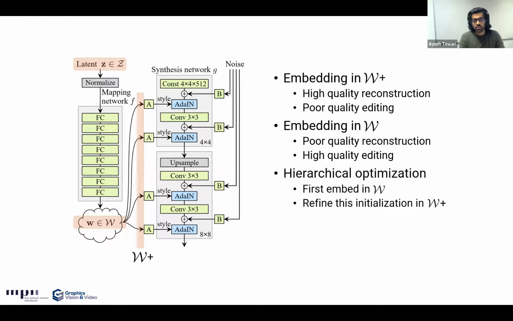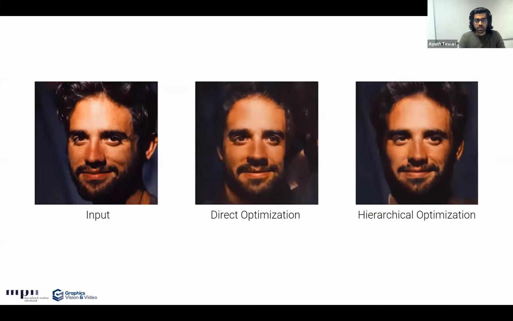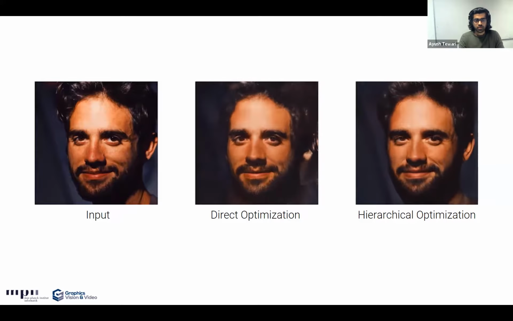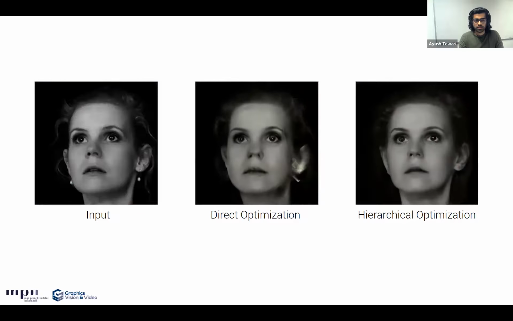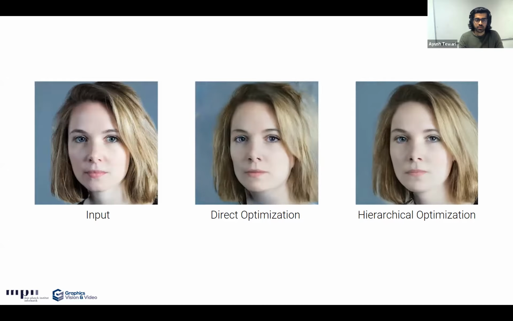So what we do instead is to use a hierarchical optimization strategy where we first embed in the W space, then we use this as an initialization and then refine it in the W+ space. And this seems to work well. We get high quality reconstruction as well as editing. And you can see the difference in quality here. So in the middle is directly optimizing in W+, and on the right is this hierarchical optimization.